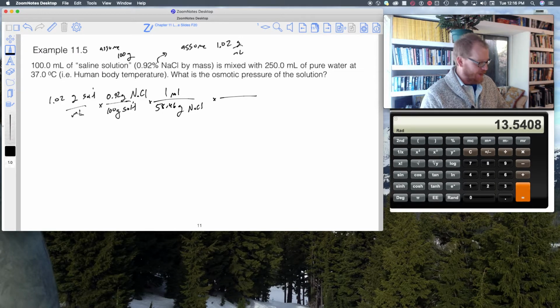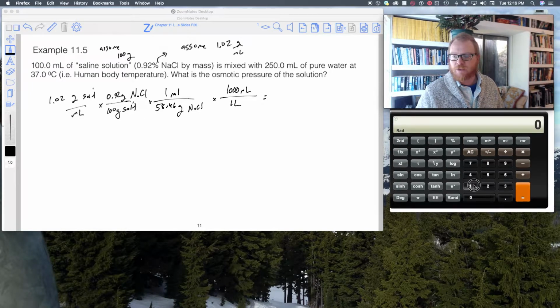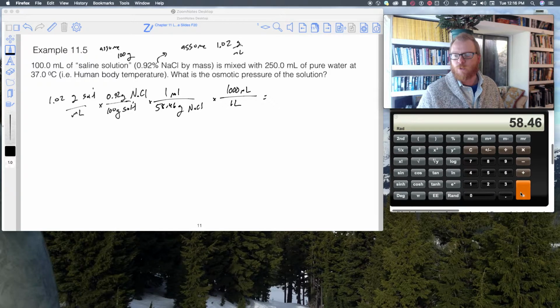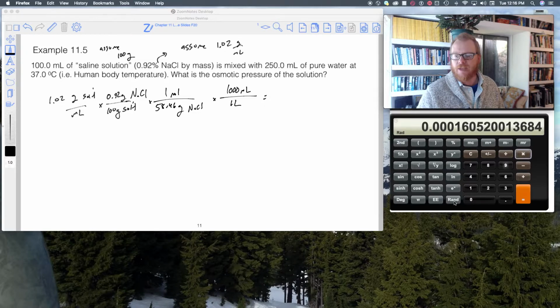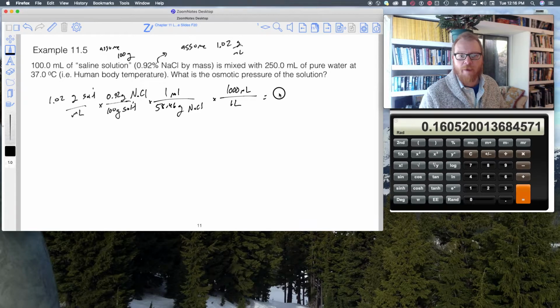And then finally I've got the milliliter unit over here. I can say in 1,000 milliliters, there's 1 liter. And so if I now calculate the molarity of my standard saline solution, that's 1.02 times 0.92 divided by 100 divided by 58.46 and then times 1,000, and that's about 0.161 molarity.